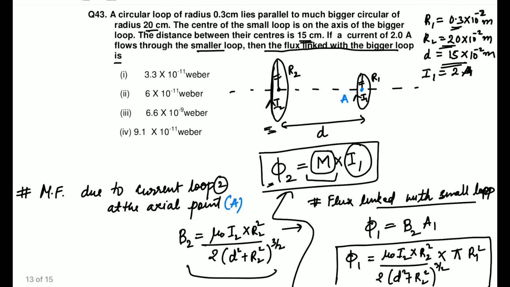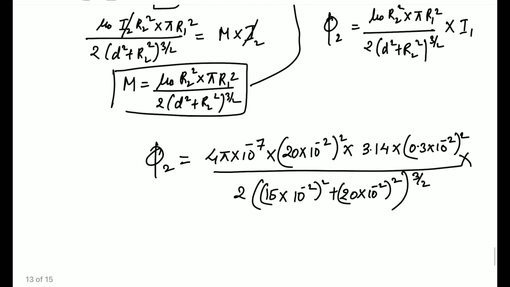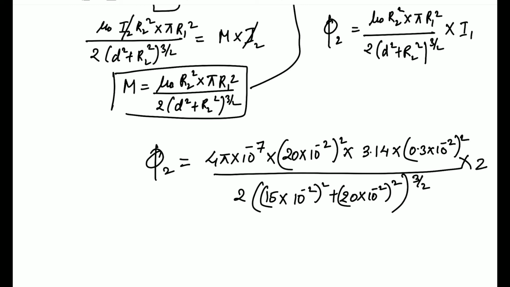So current I1 is actually given as 2 ampere, so you have to multiply it with 2 ampere. Is that a yes or no? When you solve all these questions, you just solve it, right? Take some time and solve it.